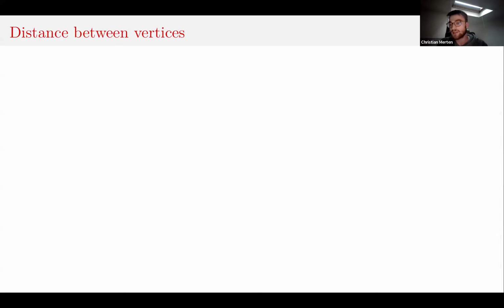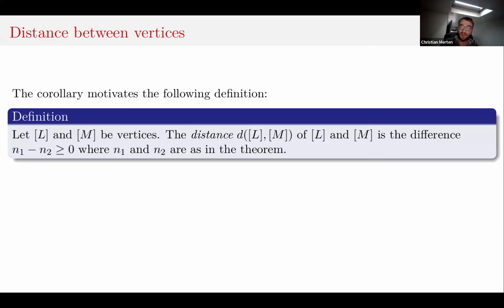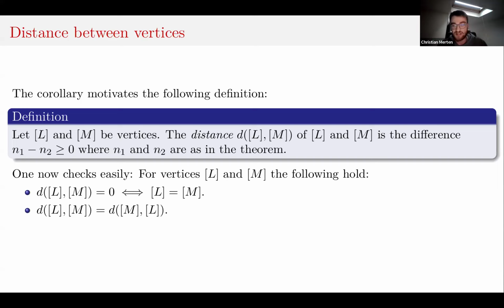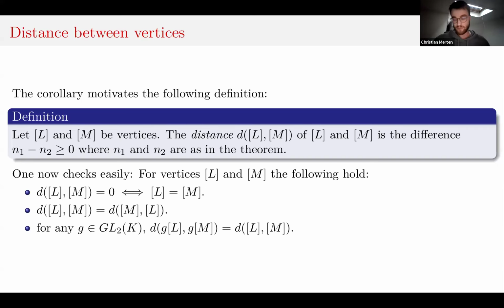Okay, and now we can define the distance between vertices. What's the distance? Well, if we have two vertices, L and M, then the distance is just the difference, n1 minus n2, where n1 and n2 are as in the theorem, or the corollary. So we have some notion of distance, and this distance function has some standard properties. So the distance of L and M is 0 if and only if L is M, and the distance is symmetric. And importantly, it's invariant under the action of GL2. So remember, our starting point was we want some object where GL2(K) acts on.